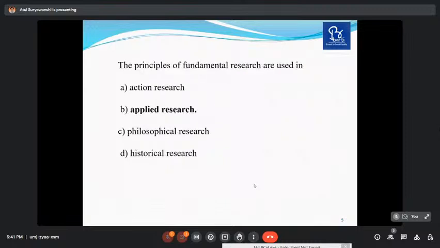The principle of fundamental research are used in: is it action research, applied research, philosophical research, or historical research? The answer is the principle of the fundamental research are used in applied research. This is actual application of the research. So, our concept of the research, the types and the areas should be very clear while solving the question paper of NET and SET examination.